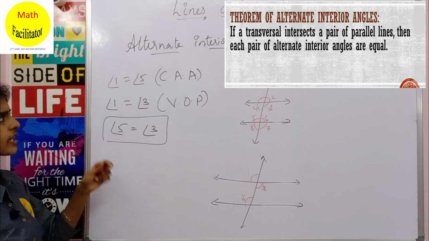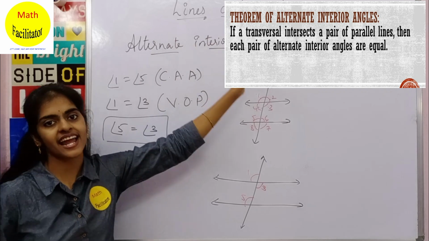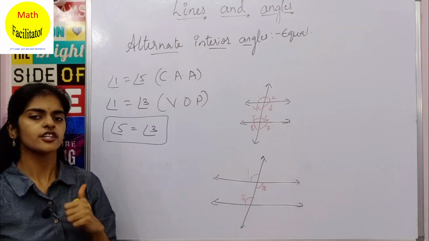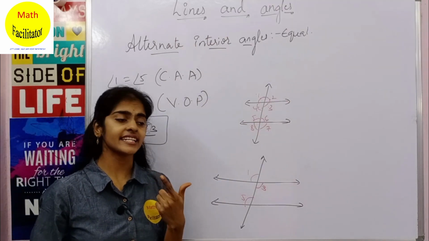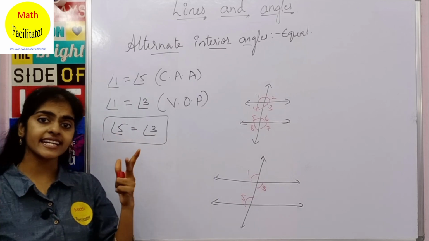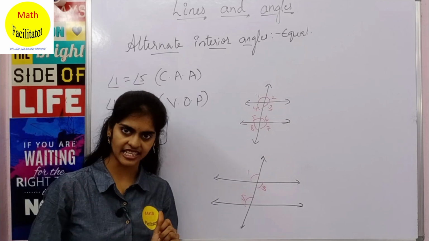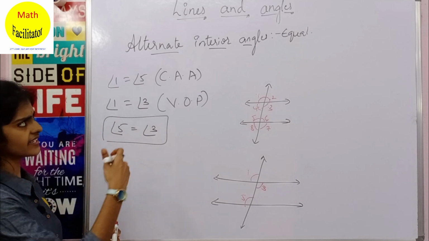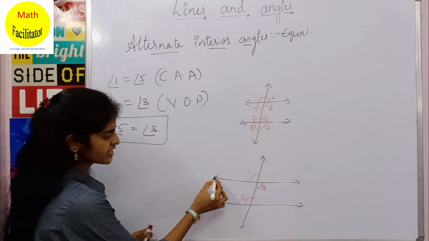Yes, so similarly you can prove that alternate exterior angles are also equal. Clear? So corresponding angles are equal, alternate interior angles are equal, alternate exterior angles are also equal. Clear? Now let us write the converse of it. Now these two are parallel lines.